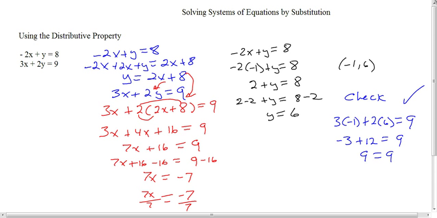We have found a solution for this system, and you notice we did so just the same as the other one, but we had to incorporate the distributive property to do so.